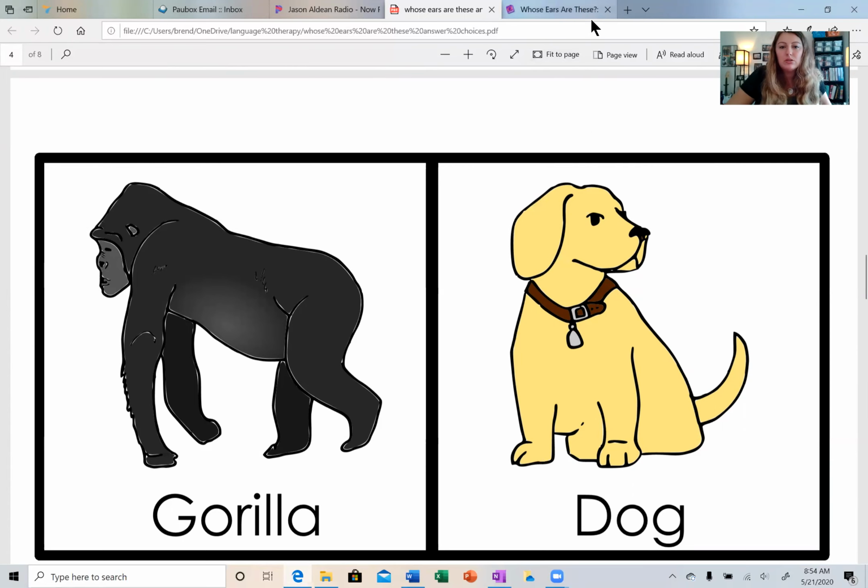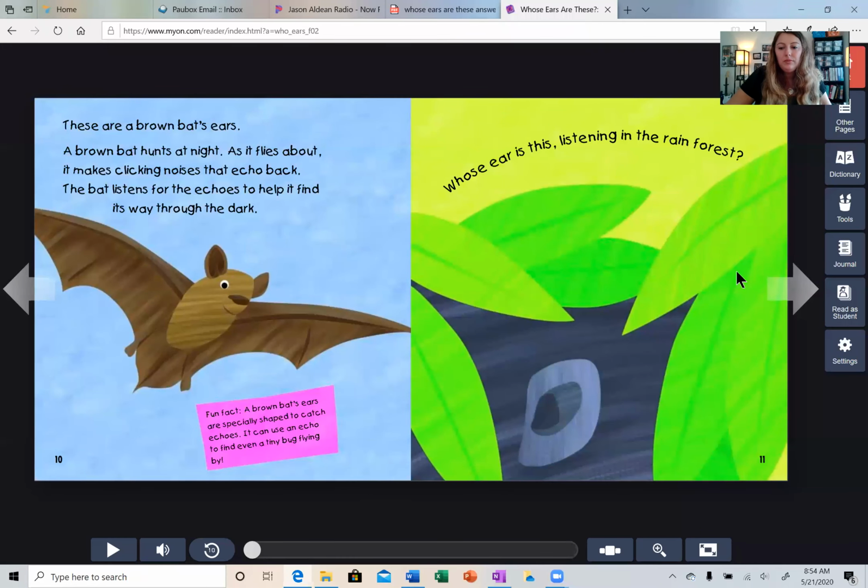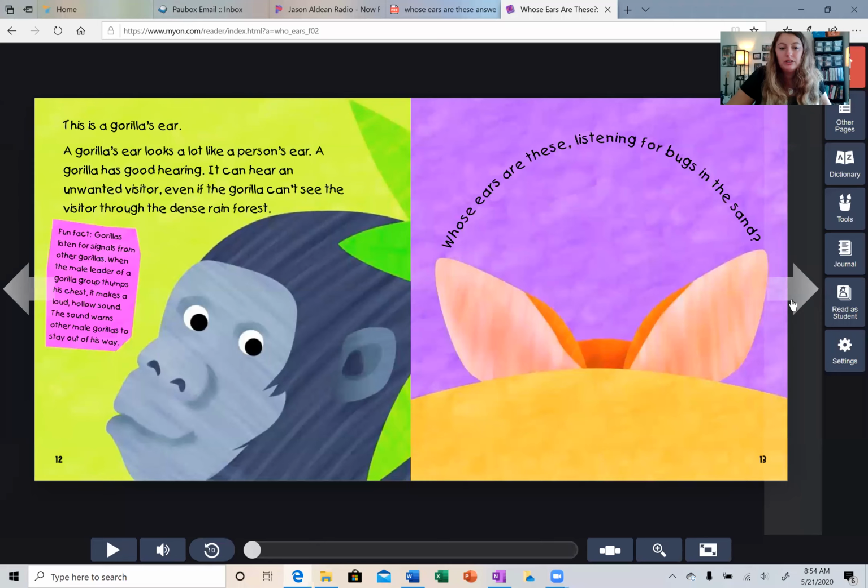I'm going to go back to the story. Let's see who they belong to. It belongs to a gorilla. This is a gorilla's ear. So a gorilla's ear looks a lot like a person's ear. A gorilla has good hearing. It can hear an unwanted visitor, even if the gorilla can't see the visitor through the dense forest rain. Oh, so they have really good ears.